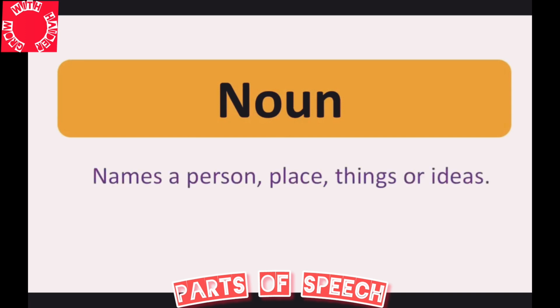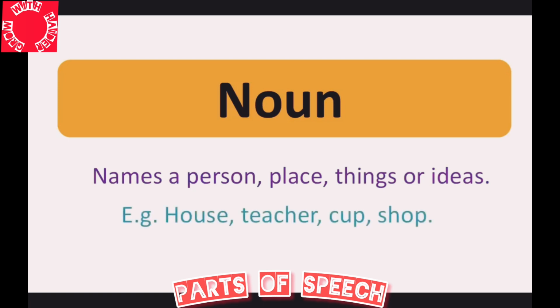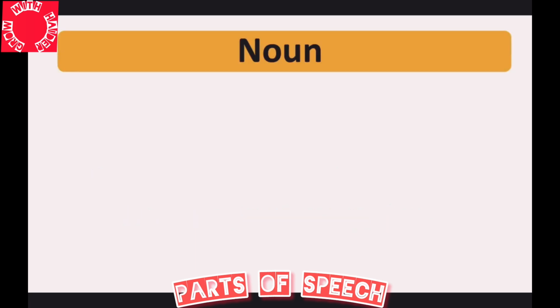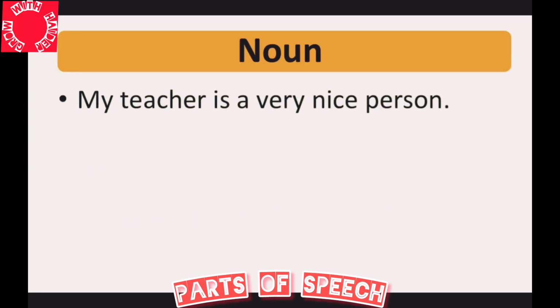Noun. A noun names a person, place, thing, or idea. For example, house, teacher, cup, shop. My teacher is a very nice person. The noun in this sentence is teacher.